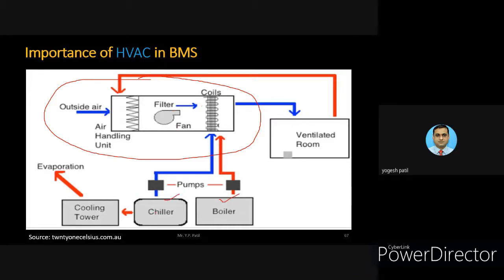This air handling unit has two inputs coming from the chiller and boiler. Chilled water is coming from the chiller, and hot water is coming from the boiler. Here there are coils, and it also shows some fan, some filters, and some inlet air, outside ambient air, that is coming into the air handling unit.